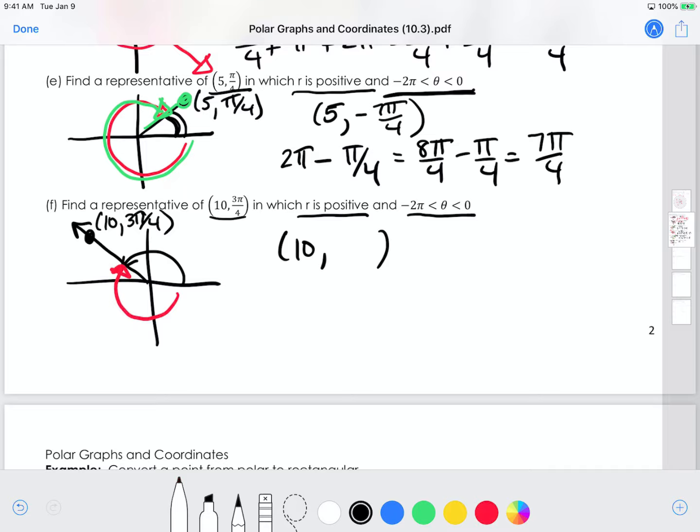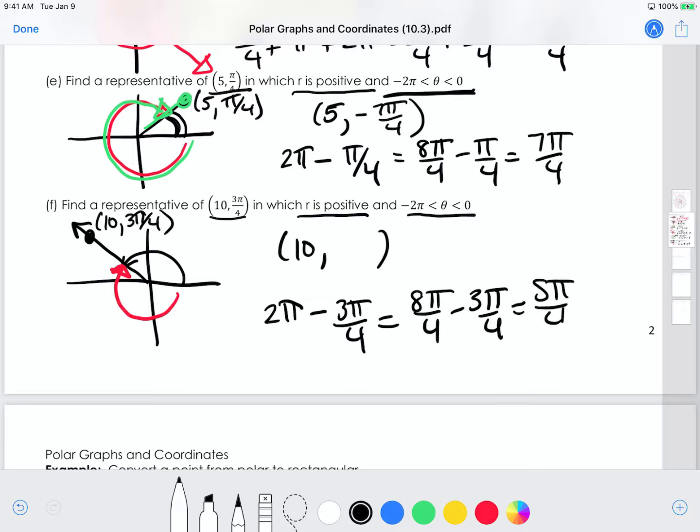So I'm going to take 2 pi and I'm going to subtract 3 pi over 4. So I'm going to rewrite 2 pi as 8 pi over 4. And that's going to give me 5 pi over 4. So if I open up 5 pi over 4 in the negative direction, I'm going to open up here and then come out 10 units, and I'll land in the same spot.